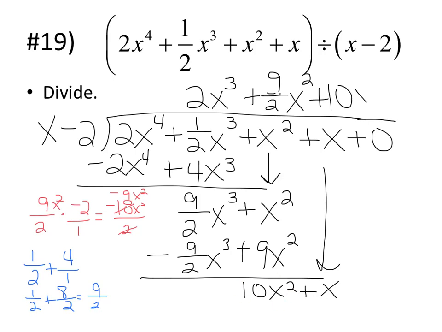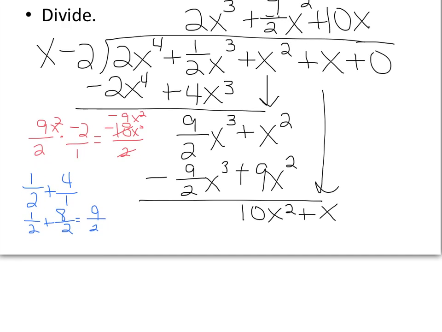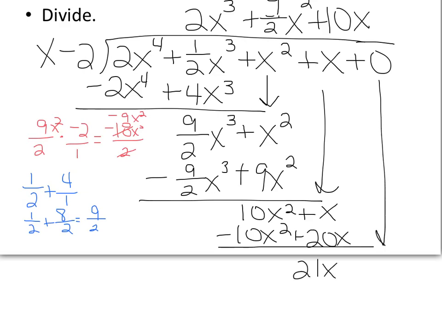So remember, if it's positive, always write plus. 10x times x is 10x squared. 10x times negative 2 is negative 20x. Change your signs. These are going to cancel to 0. x plus 20x is 21x. Bring down your plus 0.